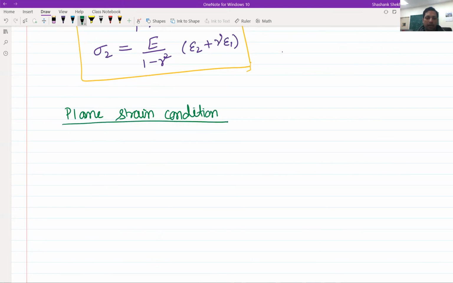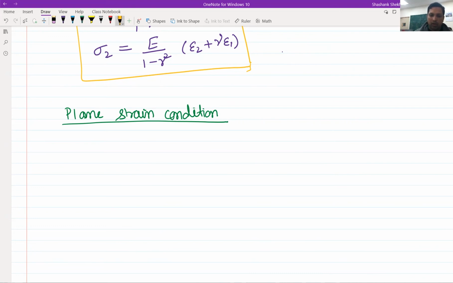So when does the plane strain condition take place? For example, let's assume that you have a very, very long wire or rod. It is so long that the stresses are being applied only perpendicular to the length of the wire, and strains are also meaningful only in that direction. But the strains along the wire become negligible because it is so long that not much change is taking place along the length. So under that condition, you have a plane strain condition.